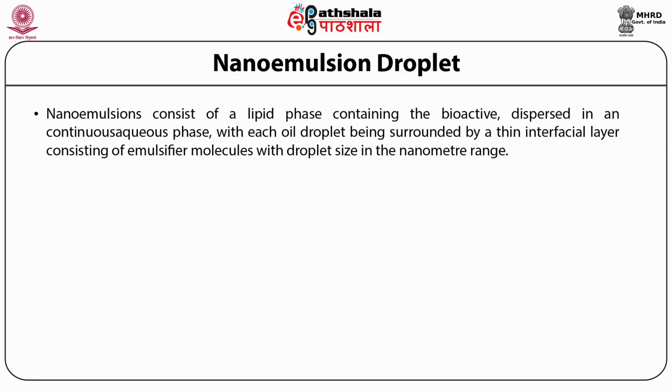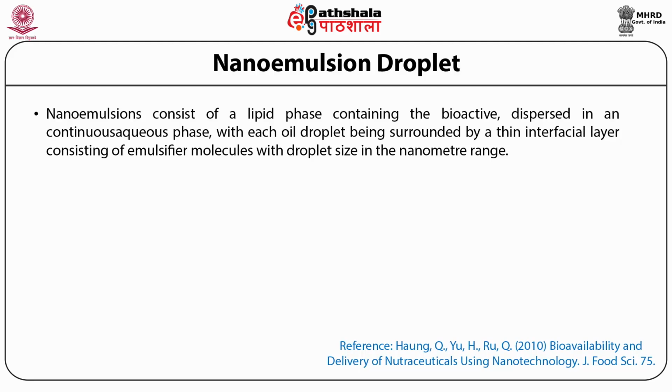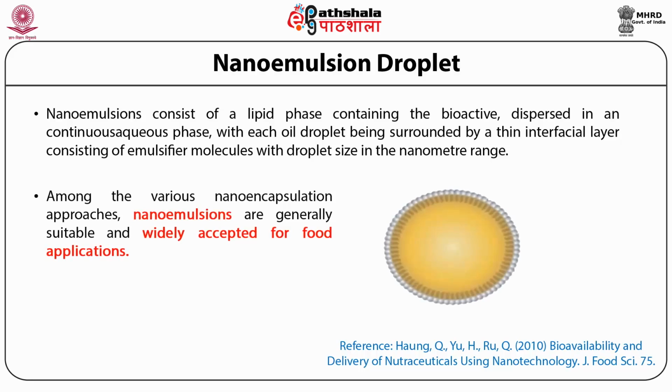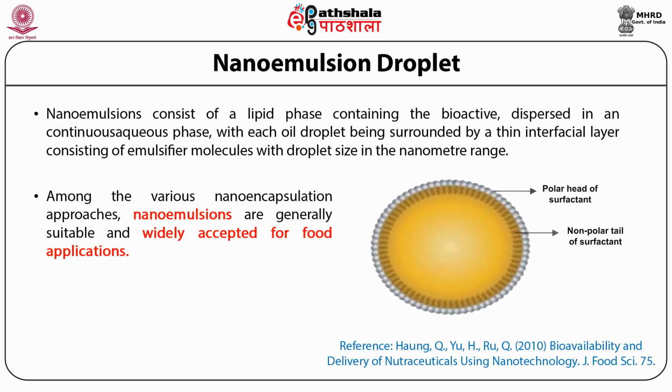Each oil droplet is surrounded by a thin interfacial layer consisting of an emulsifier molecule, with droplet size in the nanometer range. The figure depicts the central core, which is hydrophobic, and the outer polar head of the surfactant and the non-polar tail of the surfactant, all of this dispersed in an aqueous phase. Among the various nanoencapsulation approaches, nanoemulsions are generally suitable and widely accepted for food applications. The reason for this is the use of carrier molecules which are edible. Mostly edible oils are used for preparation of nanoemulsions.